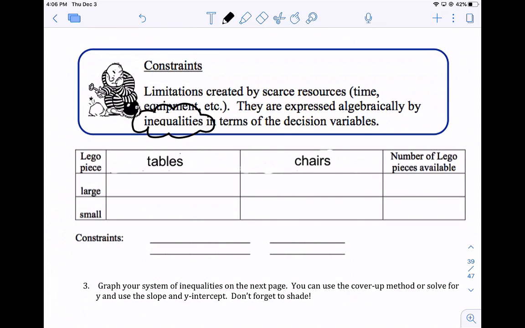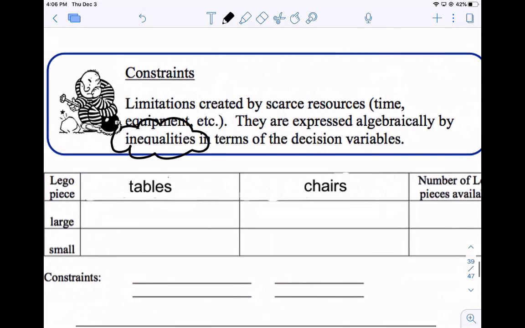So we're going to use inequalities to set up a table. It helps to make this chart. When you make a chart, it helps to put your variables on top. So we have tables, which is X, chairs, which is Y.